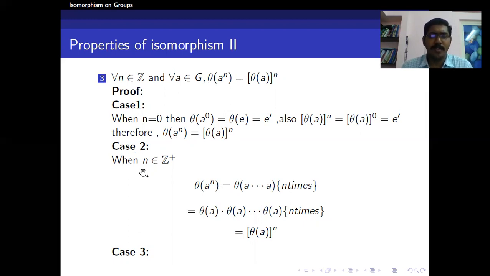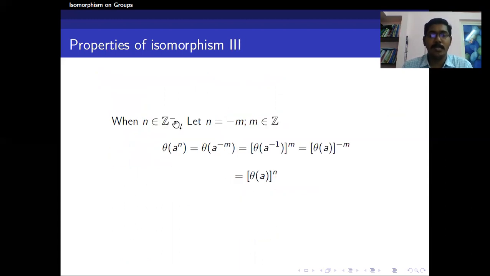And case 2, when n belongs to the set of all positive integers, theta of a power n equals theta of a into a up to n times. We have to multiply a, n times. Since theta is an isomorphism, we can write theta of a into theta of a up to theta of a. How many times do we have theta of a? There are n times, so we can write theta of a whole to the power n.